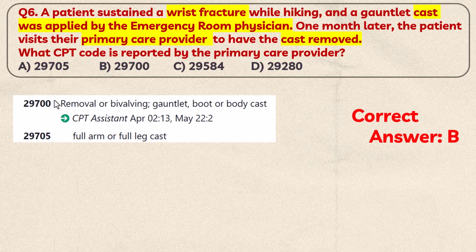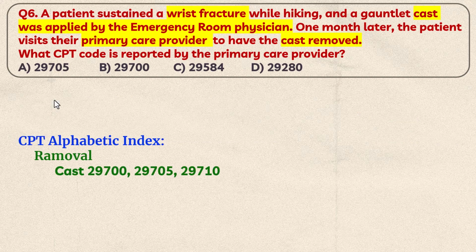So if you encounter this case in a real working scenario, you have to use the CPT alphabetic index. In the CPT alphabetic index, first you have to search for the main term, here cast removal. So go to the main term removal, then go to the subterm cast. It will lead you to the following 3 codes. Again, come back to the tabular list and confirm the answer. Once you confirm, the correct answer will be answer B.